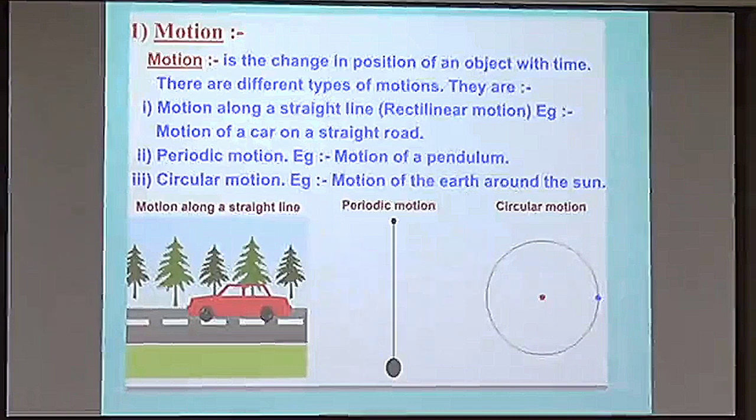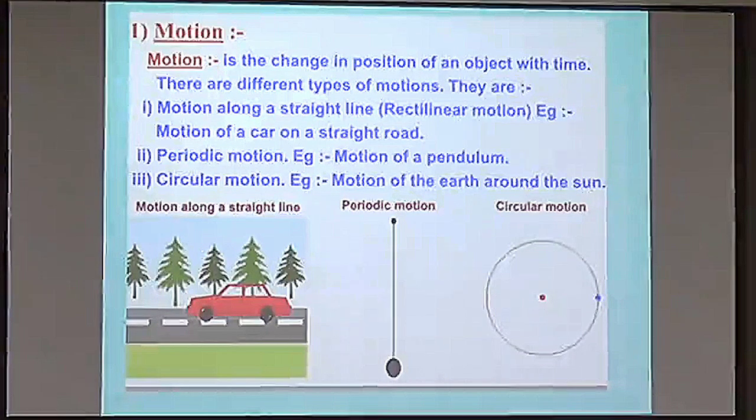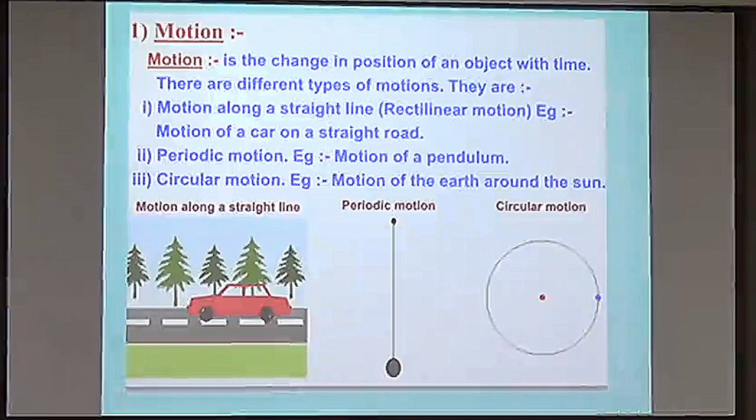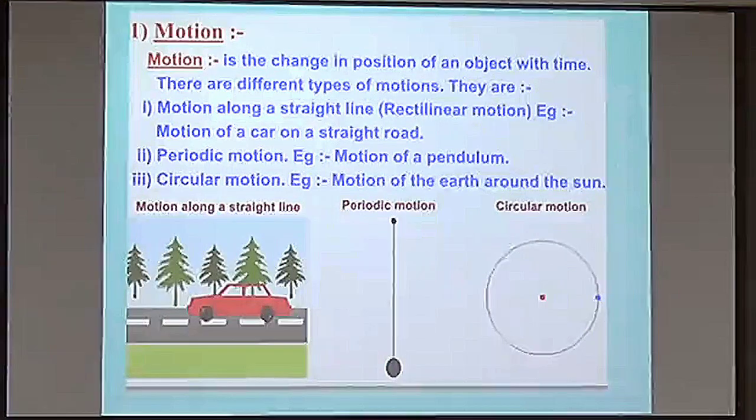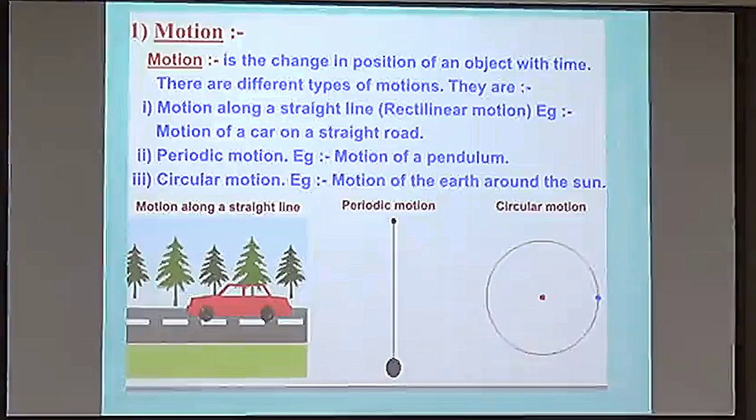Just have a look at the first figure. In this figure, a car is moving in a straight line on a straight road. This motion is an example of rectilinear motion. In the second example, there is a pendulum which will vibrate, which will oscillate about its mean position. This type of motion is an example of periodic motion. And if we take the example of the earth around the sun, it is an example of circular motion.